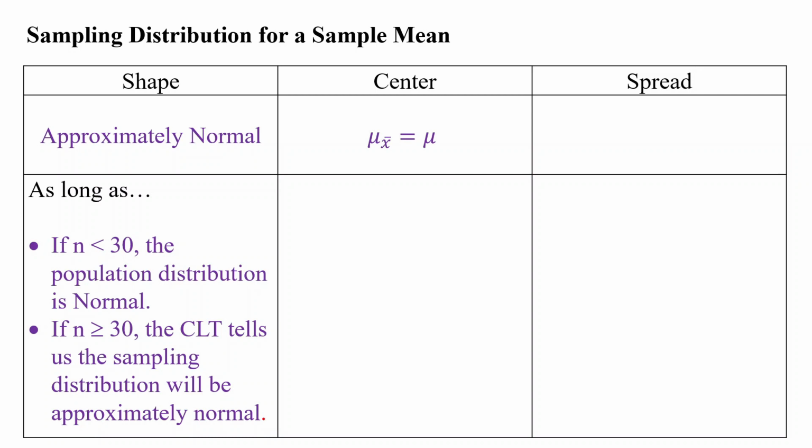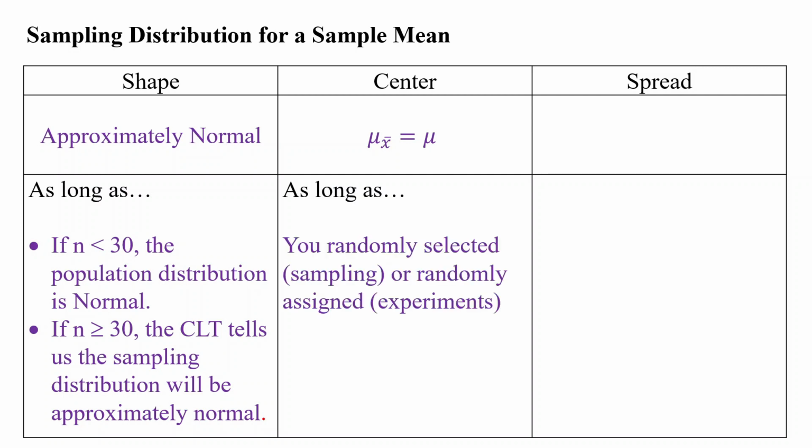For our center, I already kind of spoiled this for you, but the center of our sampling distribution is going to be equal to our population parameter, as long as you randomly selected when you are sampling, or randomly assigned if you're running an experiment. Now the spread. We had a formula for the spread of a sampling distribution for a sample proportion. We have a different formula for our spread for our sample mean.